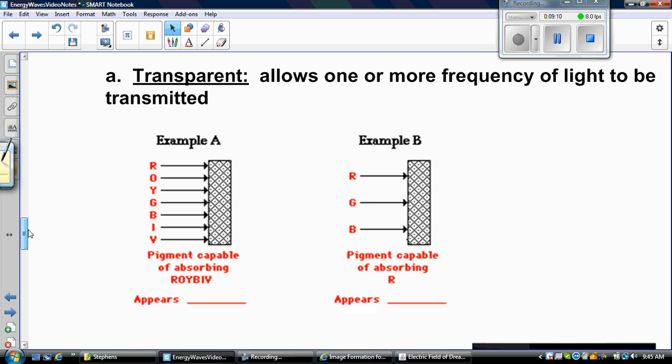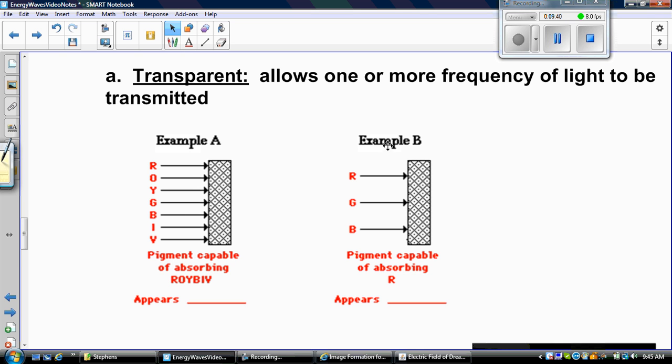For example, if you have this barrier right here, this matter, and waves hit this piece of matter, it tells you that the pigment in this matter is capable of absorbing ROY G. BIV. So it's going to be able to absorb all of those light frequencies, meaning none of these frequencies will be reflected back to you. So this matter is what we would call opaque. It's not going to reflect any light rays.